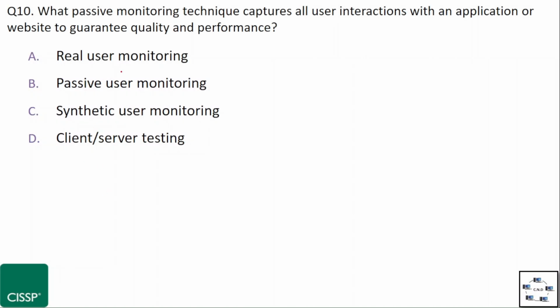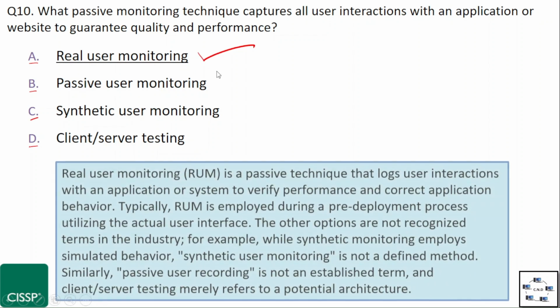Question number 10. What passive monitoring technique captures all user interactions with an application or website to guarantee quality and performance? The options are option A, real user monitoring, option B, passive user monitoring, option C, synthetic user monitoring, and option D, client-server testing. And the correct option is option A, real user monitoring.